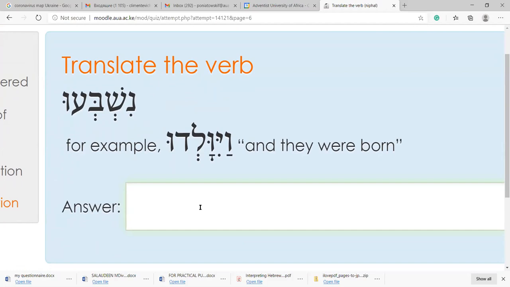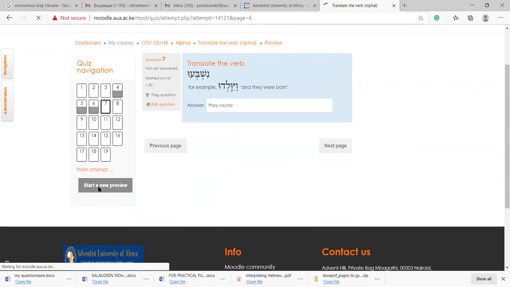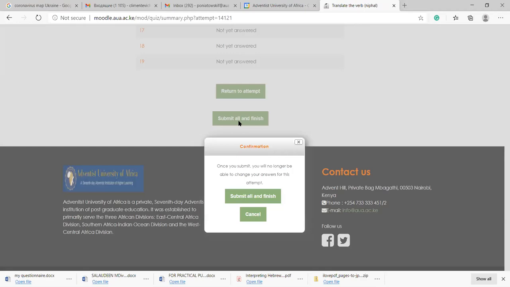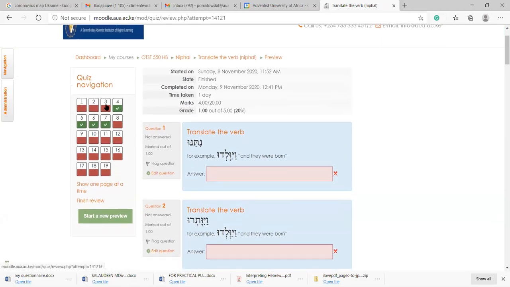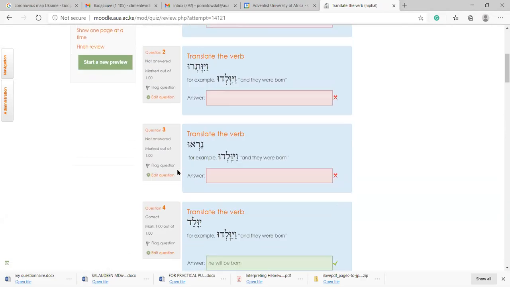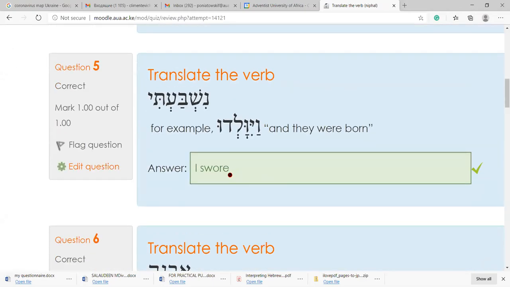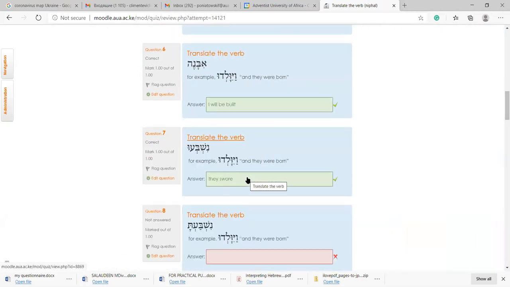They swore. Okay, correct. Okay, I think it is enough. We did just several of them, and you will continue. So let us see, did we do correct or not? Okay, so do you see, of course, we just started from the fourth, I don't know why. But it was correct. The first one, he will be born. I swore. I will be built. And they swore. Okay. So I hope you understood how we shall do this exercise.